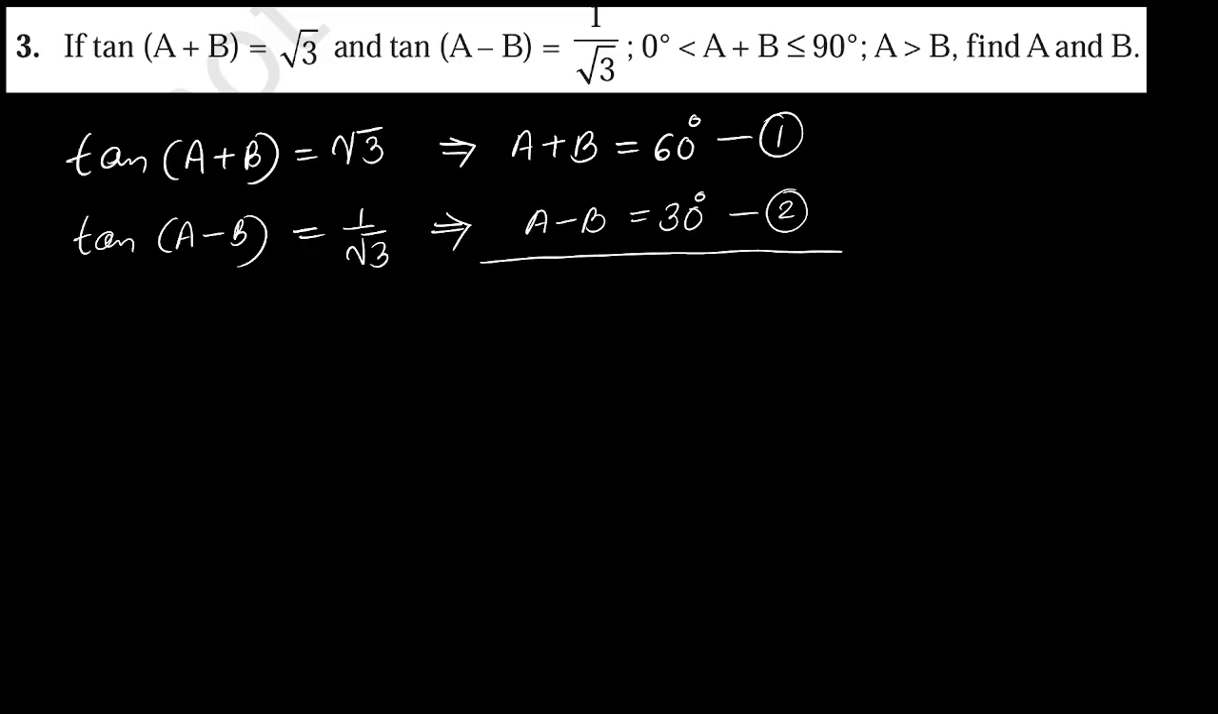By elimination. You just add them. 1 plus 2. You have already studied in one chapter. Elimination. A plus a will be 2a. Plus b and minus b cancel. 60 plus 30 will be 90. A equal to 90 by 2, correct? A equal to 45 degree.